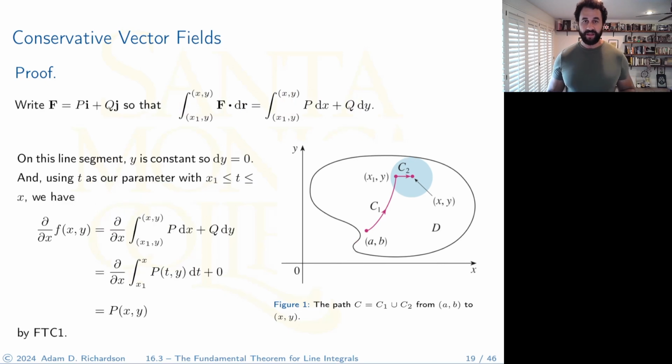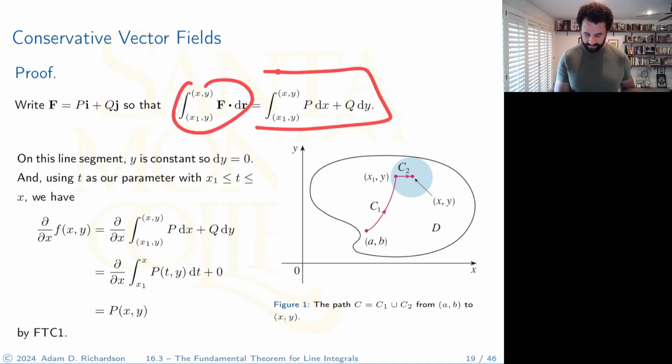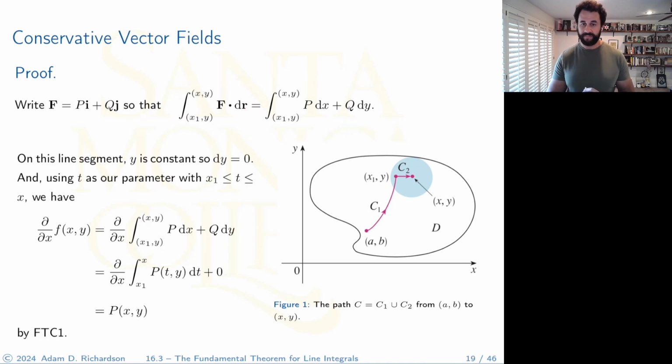Let's continue. Now what we're going to do is write our vector field F as P i plus Q j, just like the standard structure. That way we can rewrite this remaining integral here like so. Now here's the thing, on this line segment that you see right here, remember this is the line segment that goes from (x1, y) to (x, y). It's this line segment right there. On that line segment, y is constant. There's no up, there's no down. y is constant, so that means that dy equals 0.